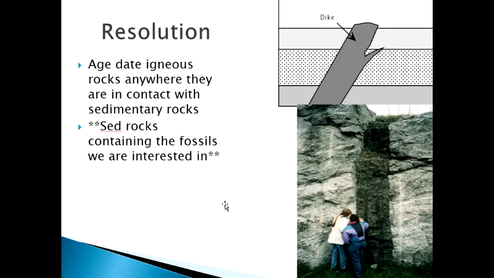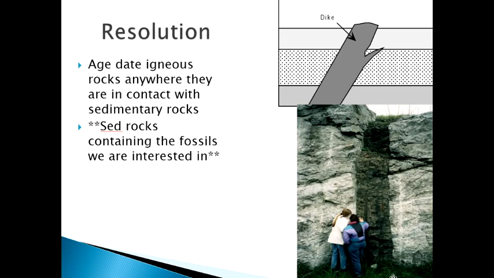So what's our resolution? How do we solve this? First of all, we age date. We take igneous rock samples anywhere we find them, but especially when they are in contact with sedimentary rocks. So the upper picture is a cartoon, the lower picture is a field photo. The black rock that's standing vertical is an igneous rock. It's a type of thing that we call a dike, and we can get an absolute number from that. The rocks next to it, around it, you can see the bedding layering in it, are sedimentary.